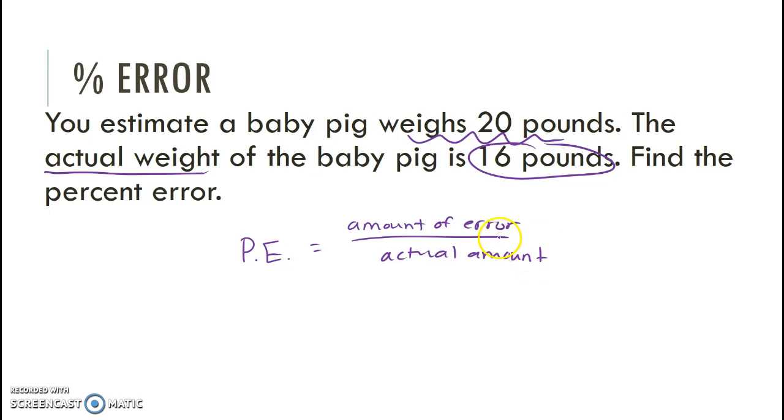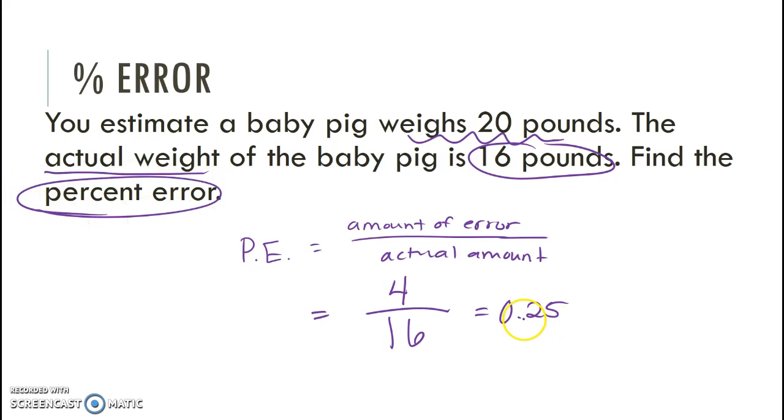So here, we thought it would weigh 20 pounds. It actually weighed 16, so we were 4 pounds off. So our amount of error is 4 pounds. The actual amount is 16 pounds. So again, once we have this plugged in, there's no subtraction or anything that needs to be done. We do 4 divided by 16, and we would get 25 hundredths, which again, percent error. So we need to take that decimal, move it twice to the right. So you'd get a 25% error.